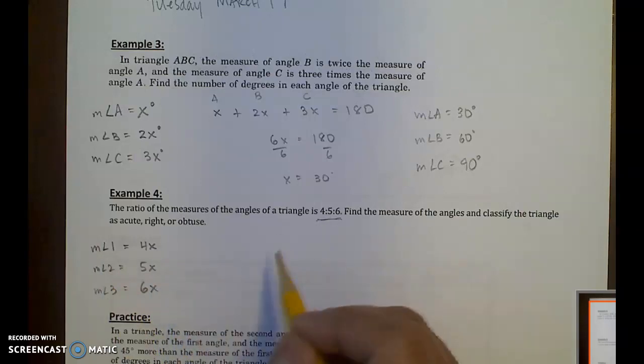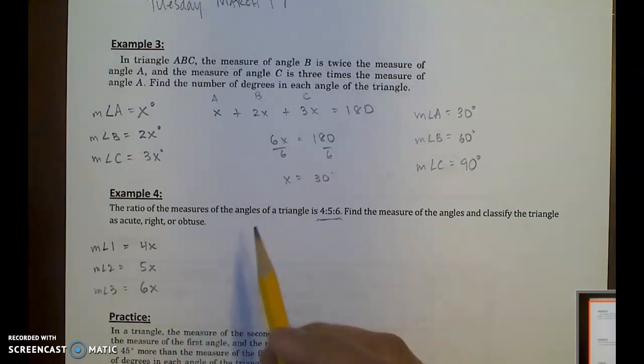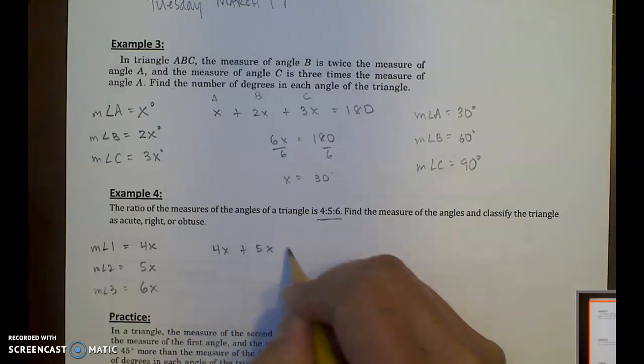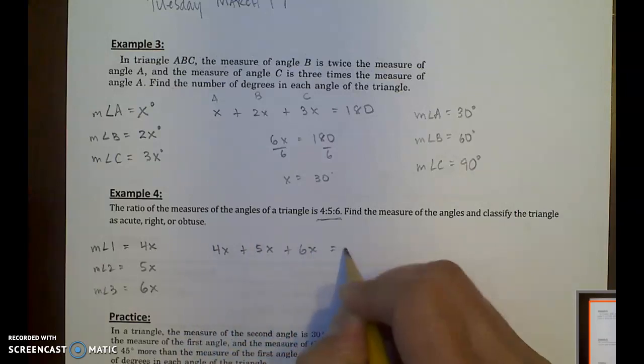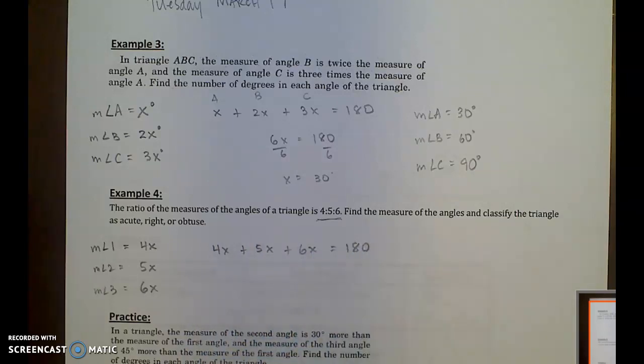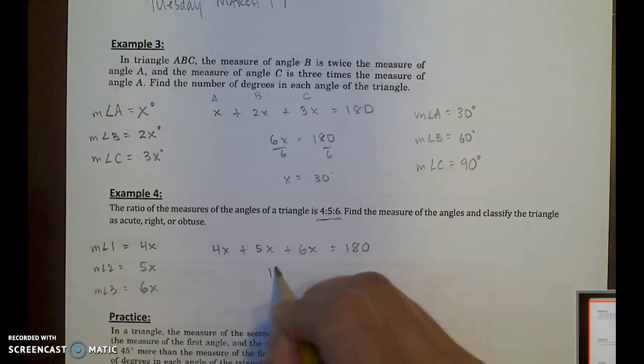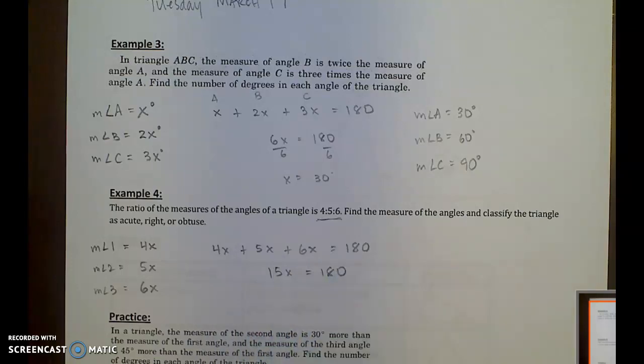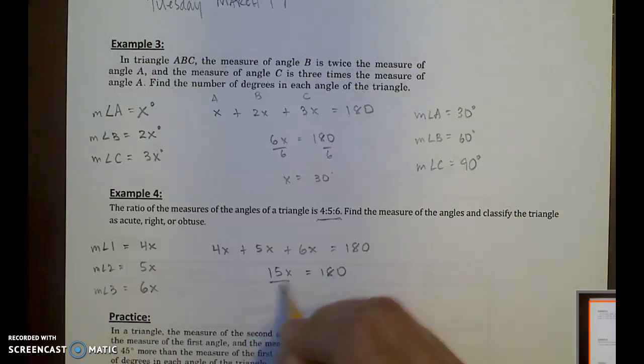Okay. So with that, just like what we did with the first example, we're going to take these measurements of these 3 angles, add them together, and they will equal 180 degrees. Alright, so we combine like terms. We get 15x is equal to 180. Divide both sides by 15.